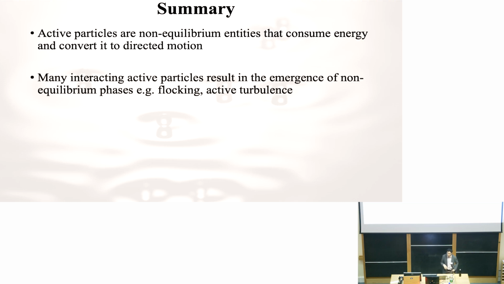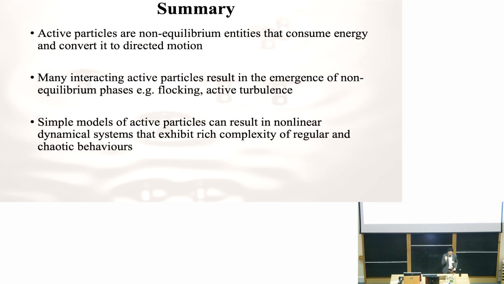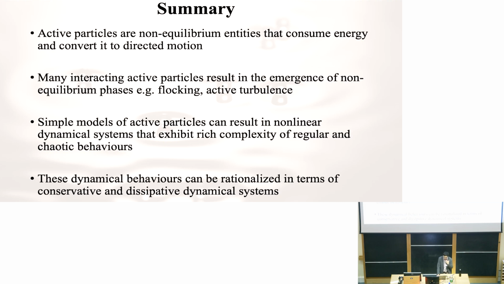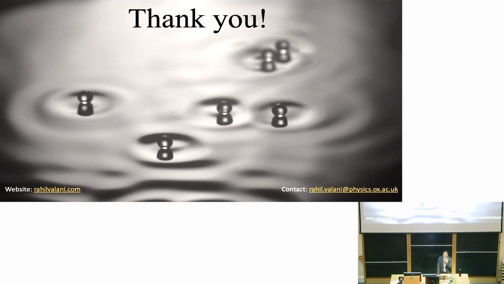All right, so just to summarize, I introduced a bit about active particles. So these are non-equilibrium entities that consume energy and convert it into some form of self-propulsion. And when you have lots of these, you get these emergent behaviors in the system, such as flocking, active turbulence, and all sorts of other features. And then we looked at two simple models of active particles, individual active particles interacting with some form of environment, right? And we saw that even the simple models exhibit very rich behavior, and we tried to understand or rationalize some of these using these ideas of conservative and dissipative nonlinear dynamical systems. Thank you for listening.